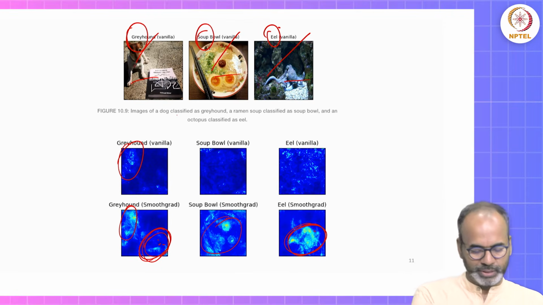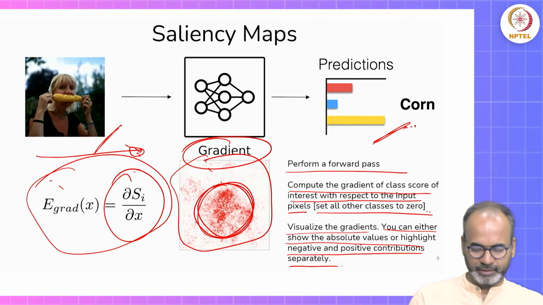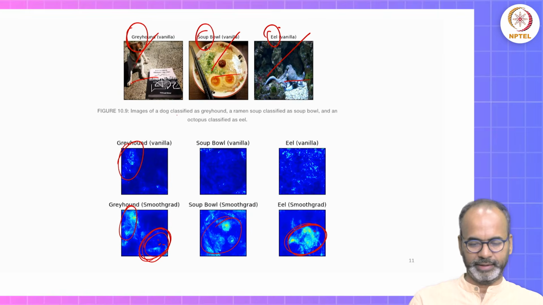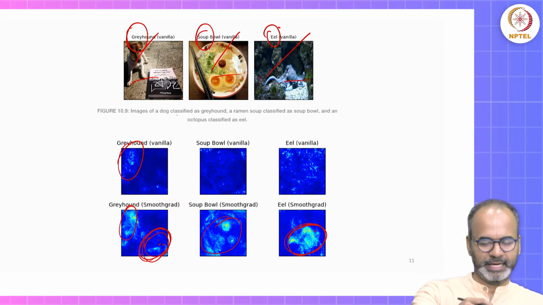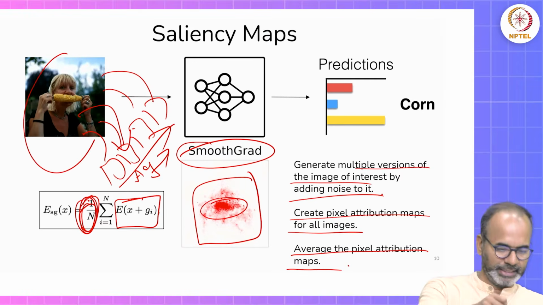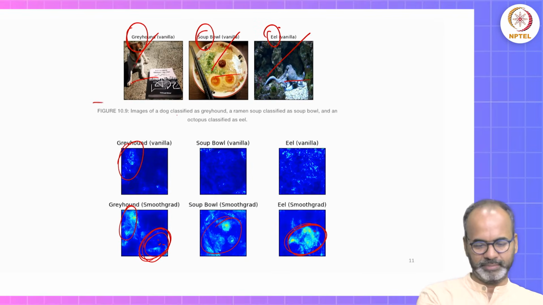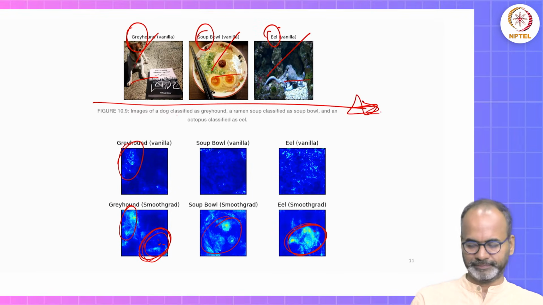The idea of a gradient, the idea of SmoothGrad, and the idea of, given an example, how does it work from top to bottom. In this case, we were just doing Con. In this case, there are many different images here.